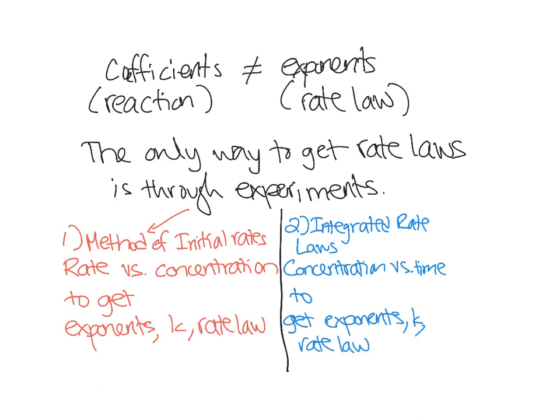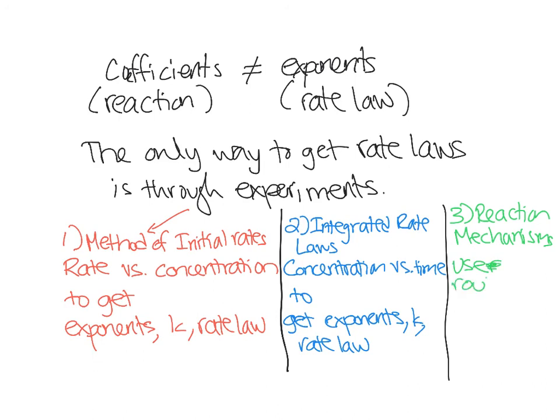The third option is through reaction mechanisms. And what we do is we use the reaction route, so the pathway of the reaction. How do we actually get from reactants to products to get the rate law, right? What else do you think we get? Well, we get the exponents and we get the K.